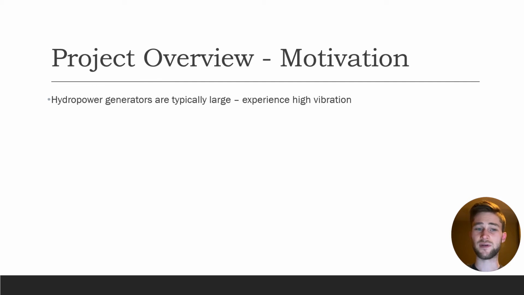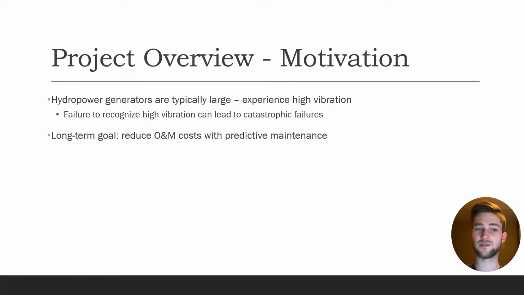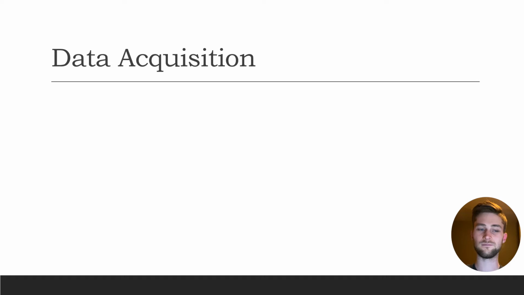Hydropower generators are typically large, and as a result, they experience high vibration. Failure to recognize high vibration can lead to catastrophic failures. The long-term goal is to reduce operation and maintenance costs with predictive maintenance. This is based on data science using visualization, trends, and machine learning to predict maintenance activities instead of doing them at an incremental rate. The data acquisition for this project used hydropower machine condition monitoring data, which was acquired from one unit to perform analysis.